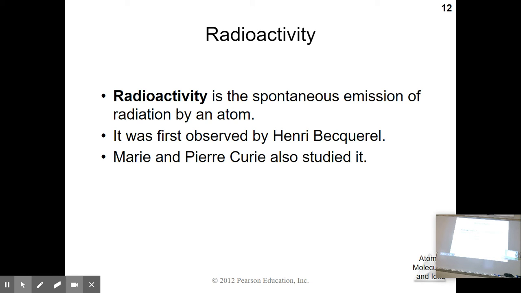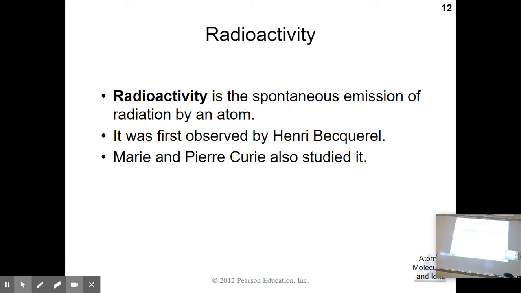Thinking of atomic bombs, we have radioactivity. Again, it's a spontaneous emission of radiation by an atom. First observed by Henri Becquerel and really pioneered by Marie and Pierre Curie. Unfortunately, a lot of times when you are the pioneer and early studier of something, things can happen because we just didn't know.